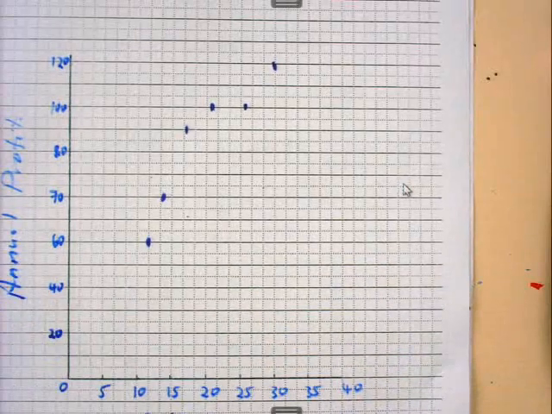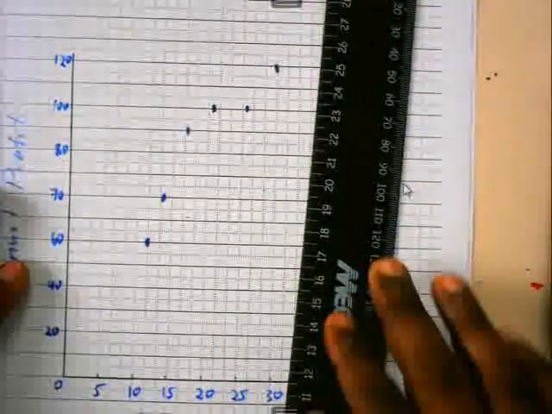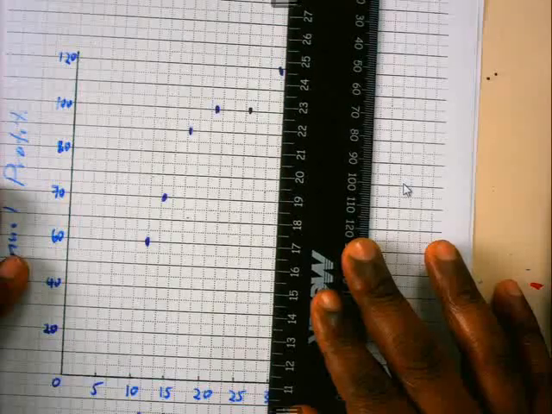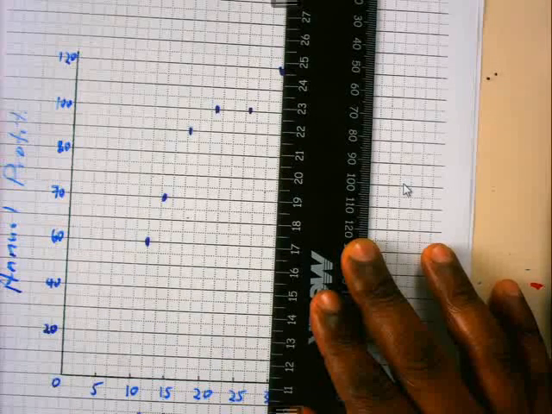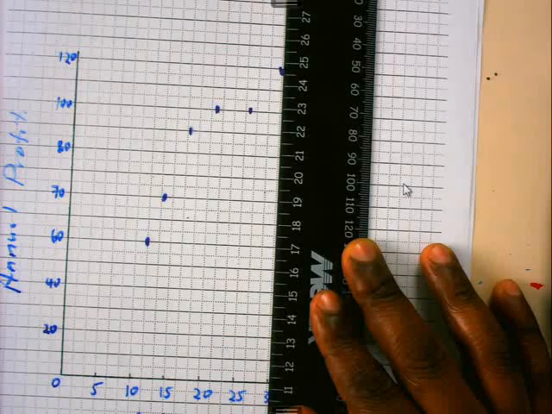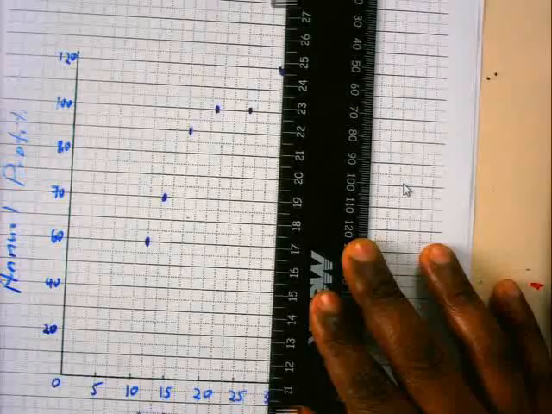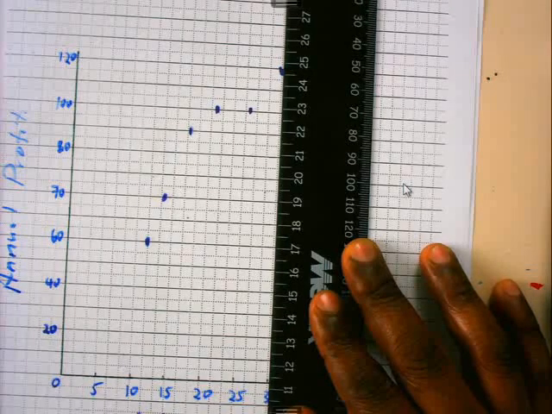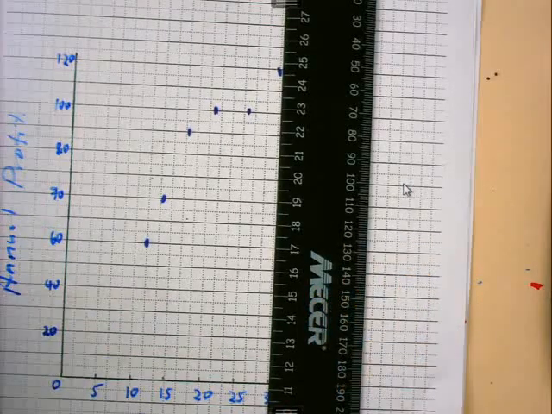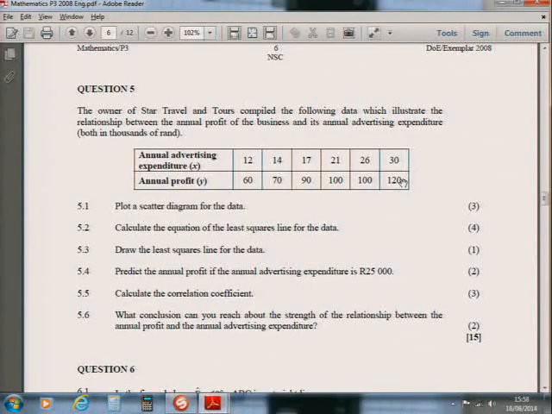I'm sure when you check with the ruler there, it makes your work more accurate. Look at the 30 rand. It goes straight toward 120 profit. When you spend 30 rand, you get 120 profit. Good. Now we are happy with our scatter plot. We have drawn it. Now question 2 says, calculate the equation of the least squares regression line for the data.